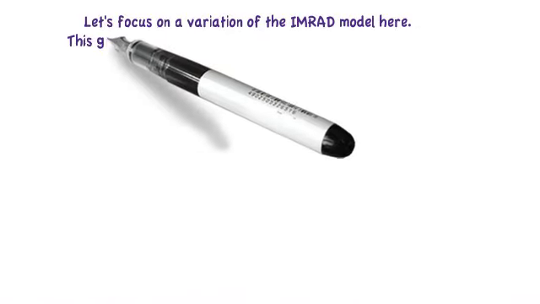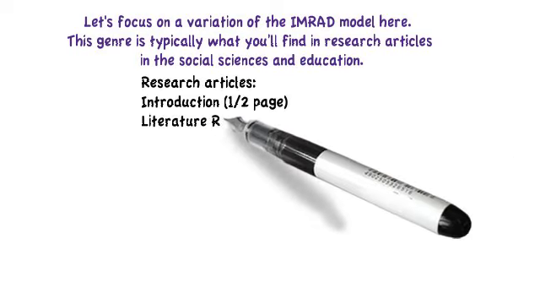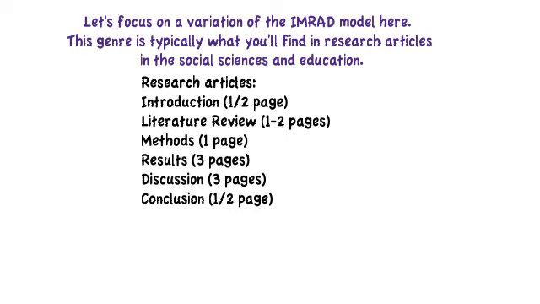I want to focus on a variation of the IMRAD model here. And this is the genre that's typically found in research articles in the social sciences and education. And you would find these sections: an introduction, a literature review, methods, results, discussion, and conclusion.